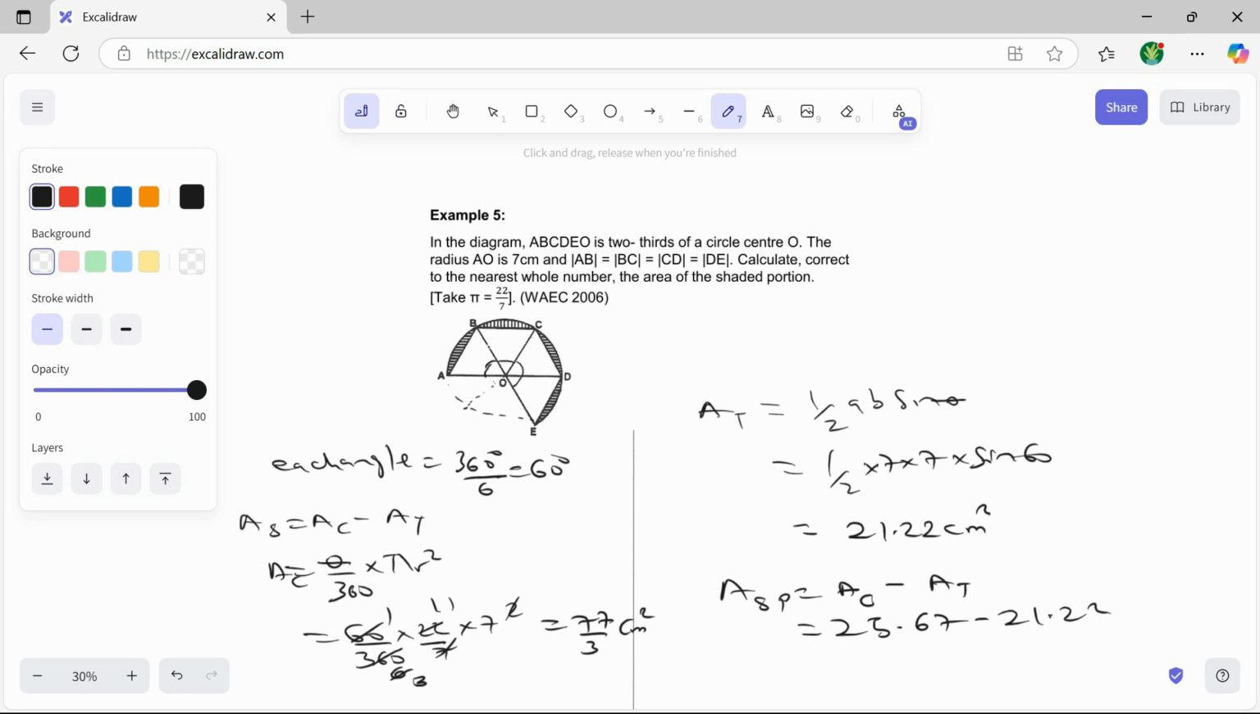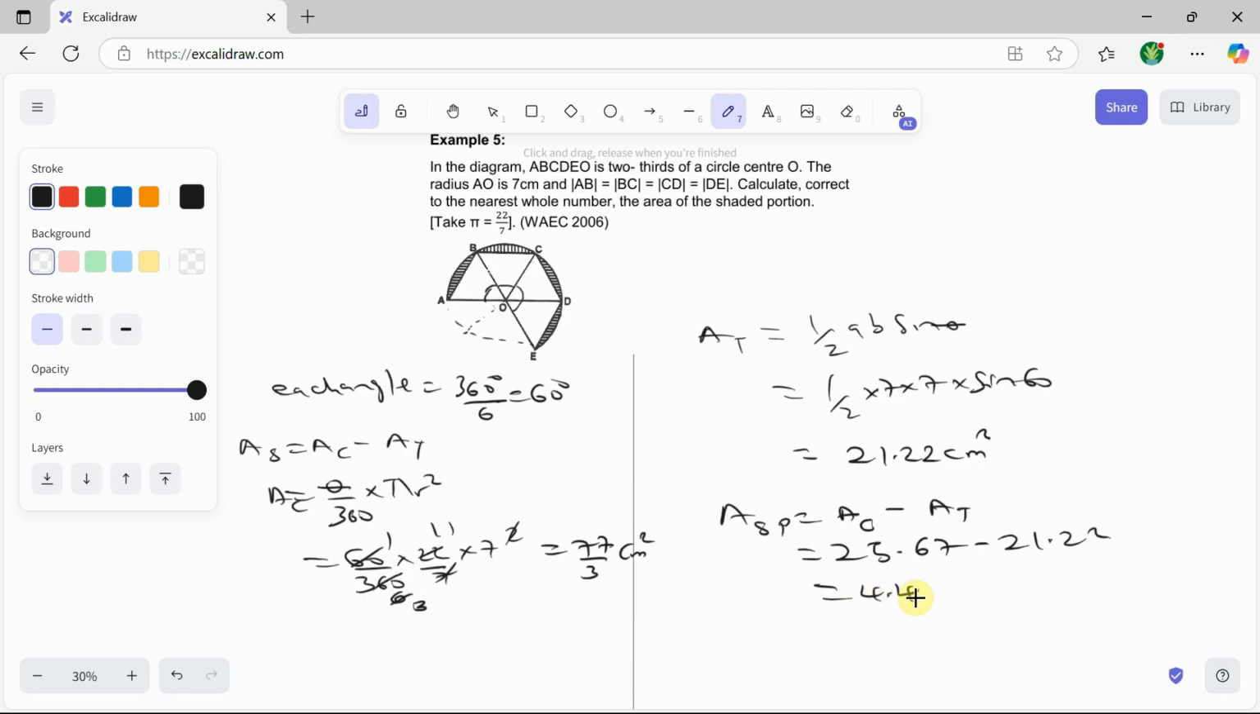This gave me 4.45 centimeters squared. This is the area of one shaded portion, one of them. So total area of the shaded portion would just be, how many of them do we have? 1, 2, 3, 4. That would be 4 times 4.45. If I multiply this by 4, this gave me 17.79 centimeters squared. So these are approximately 18 centimeters squared to the nearest whole number, because that's what they said we should do.